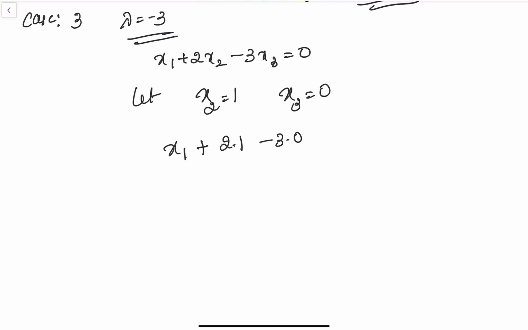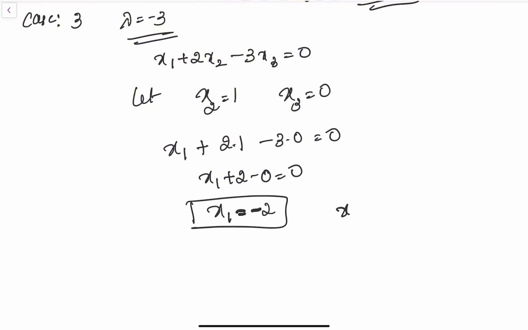Substitute the values. So x1 will be equal to plus 2 minus 3 is equal to 0. So x1 is equal to minus 2. So you got the third vector, that is x1, x2, x3 is equal to minus 2, 1 and 0. Minus 2, 1 and 0.